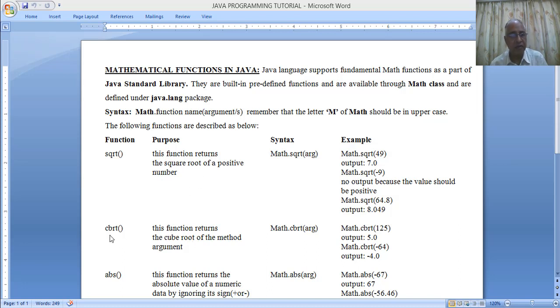Now the next function is cbrt. This means cube root. This function returns the cube root of the method argument. Again the syntax is Math.cbrt(argument). The example is Math.cbrt(125). The cube root of 125 is 5, so the output will be 5.0. Math.cbrt(-64): the cube root of minus 64 is minus 4. So in cube root you can take a negative number also, because the cube root of a negative number is possible. So this is to find the cube root.